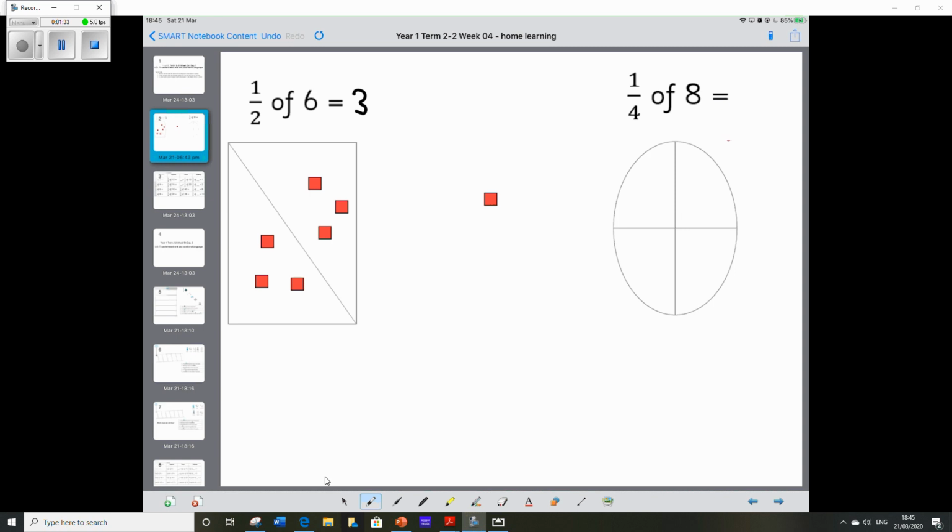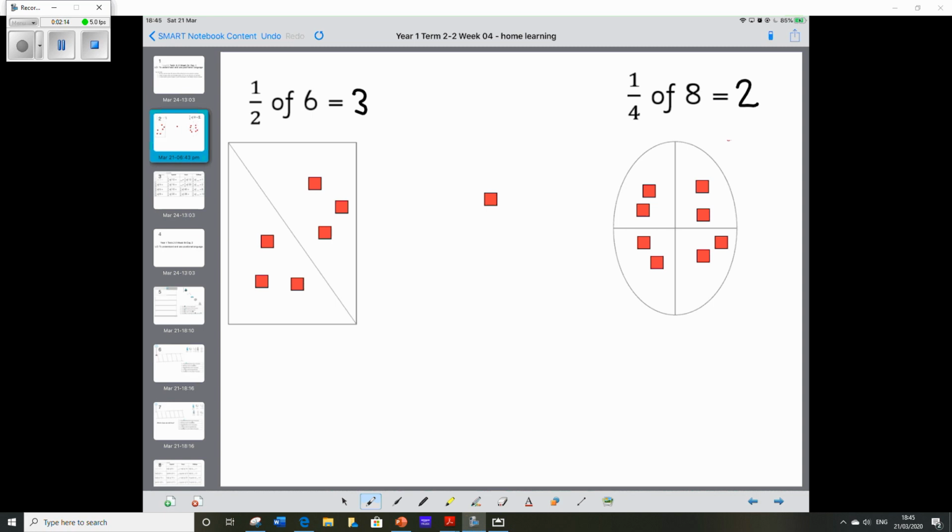Now, to do a quarter, we need to turn your sheet over and use the quartering sheet, which has got 4 sections. So this time, we're going to count them into each of the 4 sections. So 1, 2, and we're going to count all the way up to 8. 3, 4, 5, 6, 7, 8. And now we need to look at how much is in 1 quarter of the shape, and that is 1, 2. So the answer must be 2.